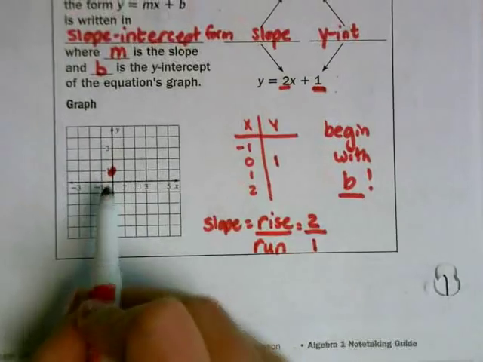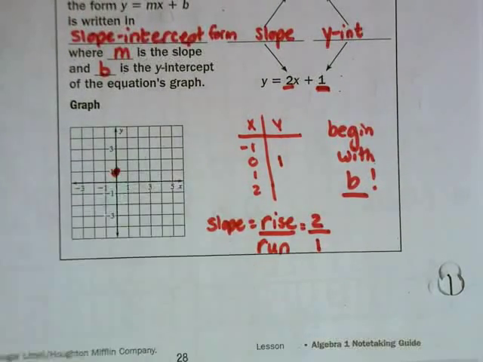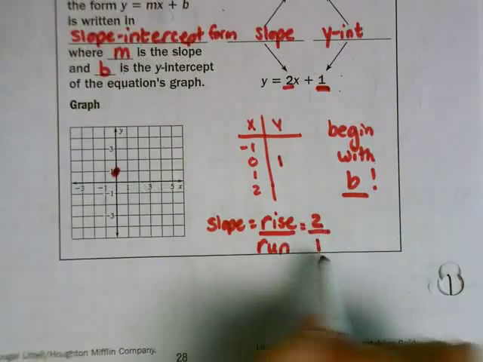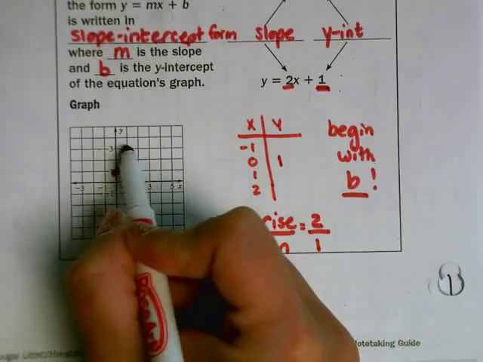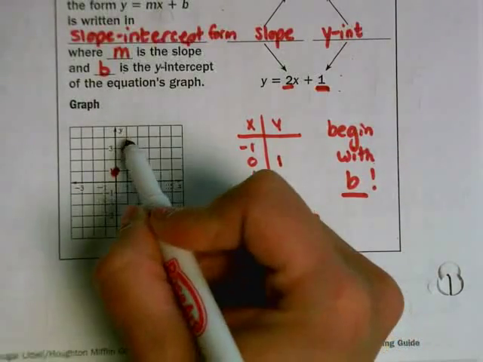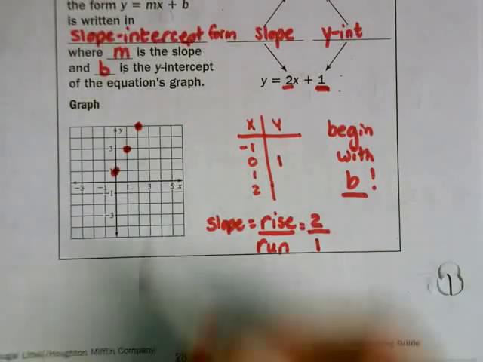So the big thing is we're going to start with the point we already know. We know it hits right here on the y-axis at 1. So from that point, I'm going to rise 2 and run 1. Rise 2, run 1, and I hit the line again. From that point, I could do the same thing. Rise 2, run 1, and I hit the line again. Now, I ran out of room here.